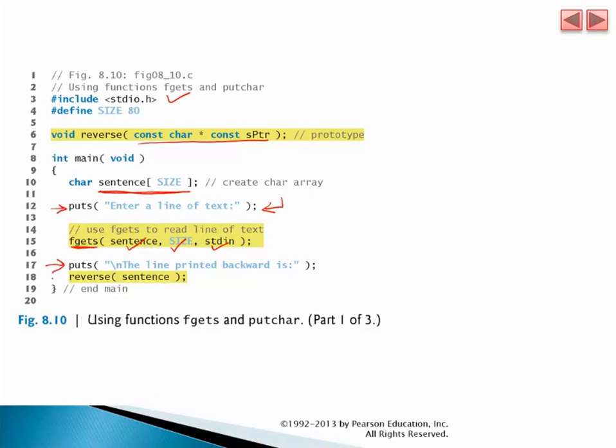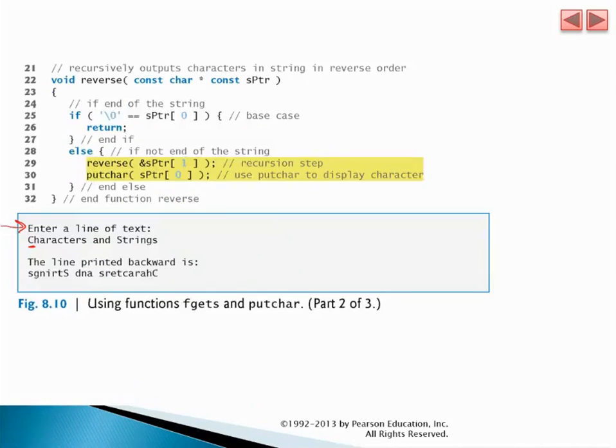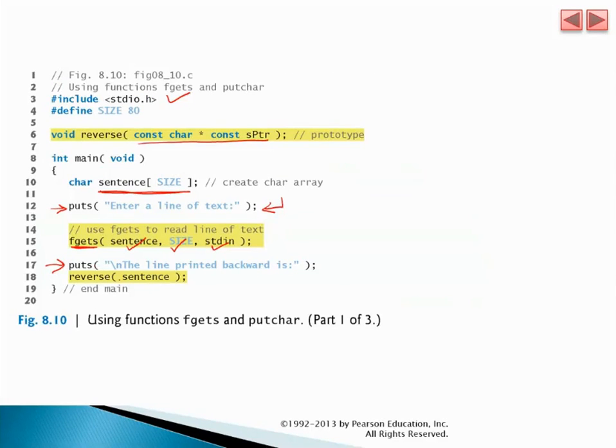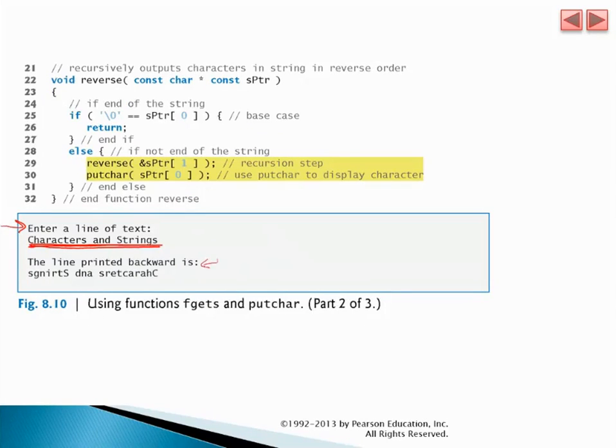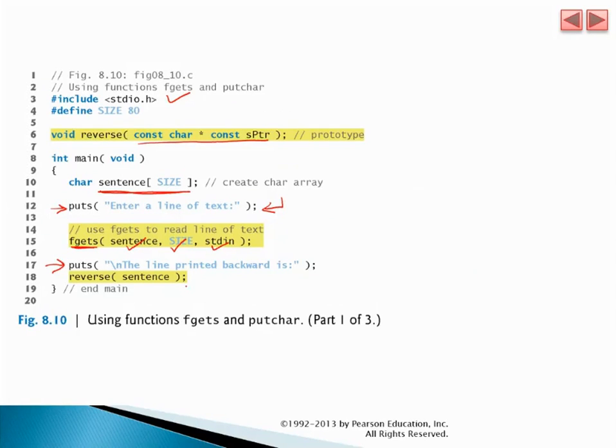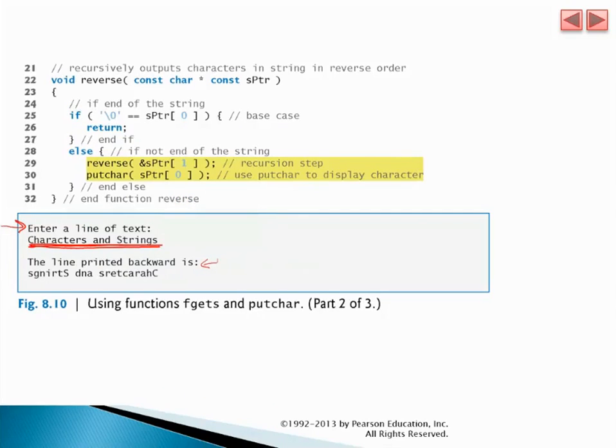Then again we will write puts. So let's see. The user typed these characters and string. This is the thing that is typed by the user. Then again we will put the line printed backward is, so it is puts, therefore a new line is there. After this there is a new line automatically. After this, we are calling the reverse function and we are passing this sentence. Now let's see what the reverse function is doing. Reverse is a recursive function. What it is doing, it is saying that if you encounter a null character, just return.